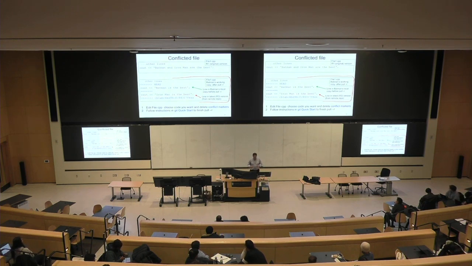So the way you resolve this is you go in and you edit this file. You have to decide what to do. Do you keep one of these lines? Do you keep the other line? Do you change it to something else? And then you get rid of these conflict markers. Okay, these won't compile, they're not source code, so you get rid of all those conflict markers, just delete them.